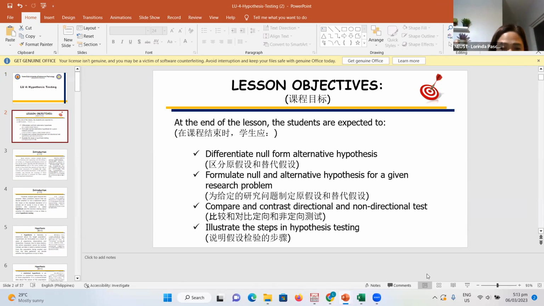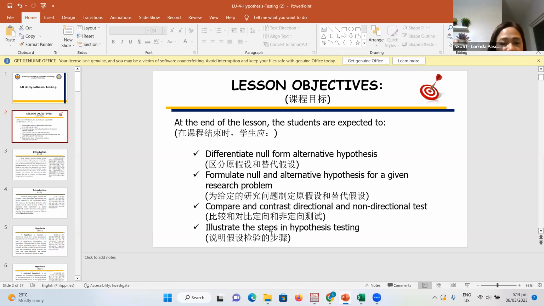So that is the translation. And then formulate the null and the alternative hypothesis for a given research problem. So that is its translation. Then compare and contrast directional and non-directional tests. And then illustrate the steps in hypothesis testing.